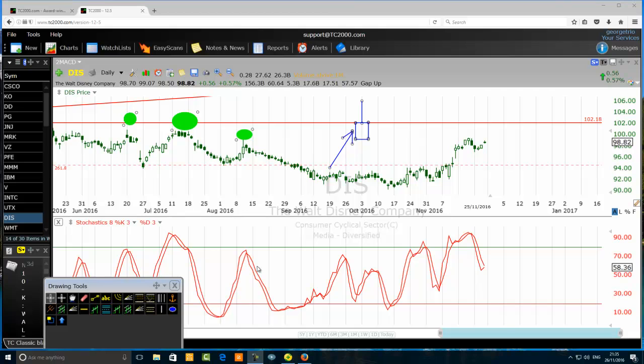Today we want to talk about how to combine the overbought stochastic and candlestick tips.